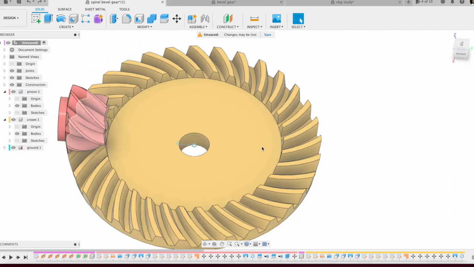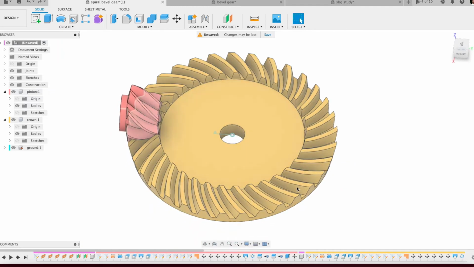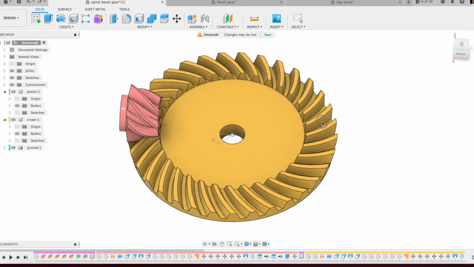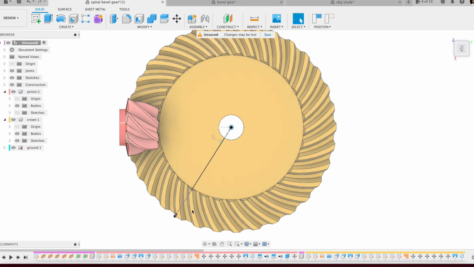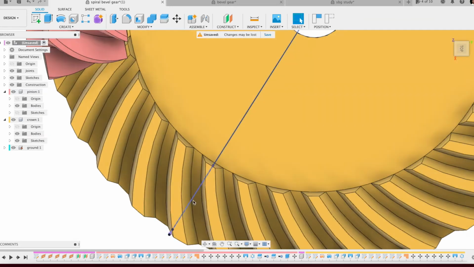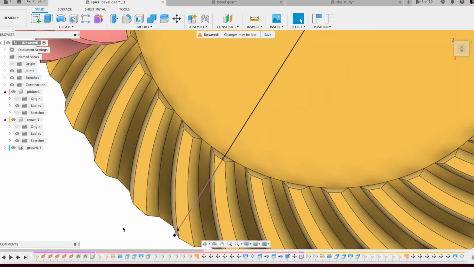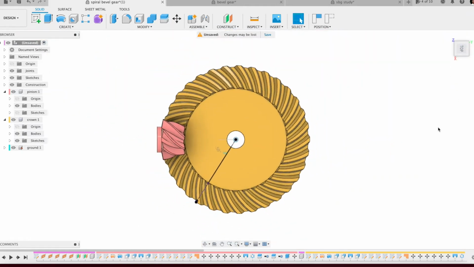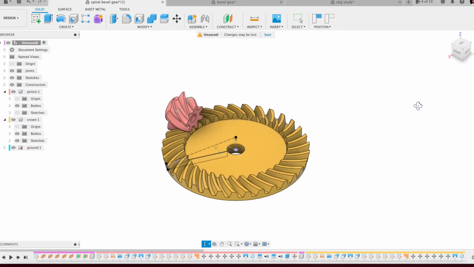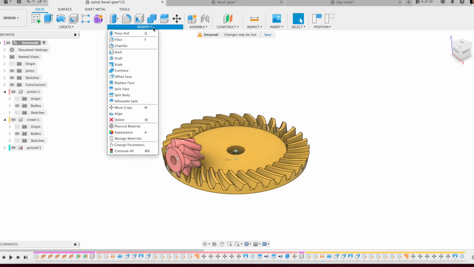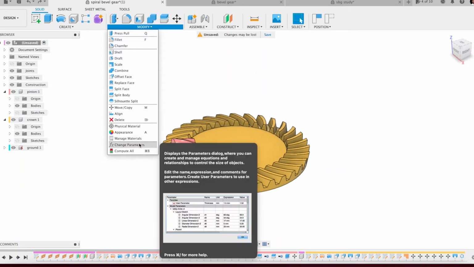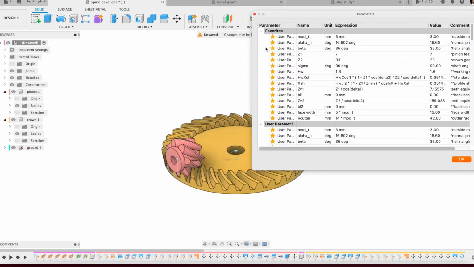Now let's look at the spiral bevel gear. The basis is common to the straight bevel gear. The difference is in the teeth, which appear curved. In practice, the teeth are often machined with a rotating cutting tool. The generatrix of the teeth curve is thus an arc. This arc appears oblique to the contact line. The angle between the tangent of the arc and the contact line at its center is called the spiral angle. It is named beta in the parameters.